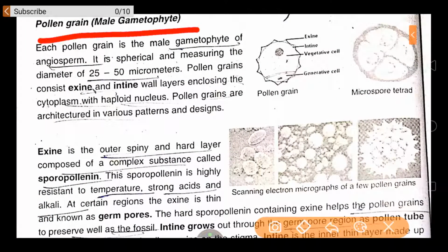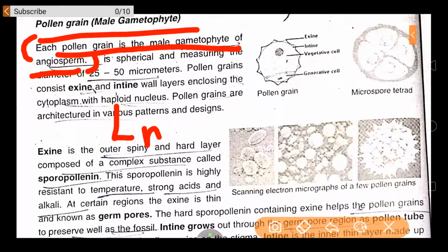So a pollen grain is a male gametophyte. Each pollen grain is a male gametophyte of the angiosperm. Very, very important statement of the angiosperm, right? It is spherical and measures 25 to 50 micrometers in diameter. Pollen grains consist of exine and intine wall layers enclosing a cytoplasm and the haploid nucleus. Haploid, what is haploid? n.